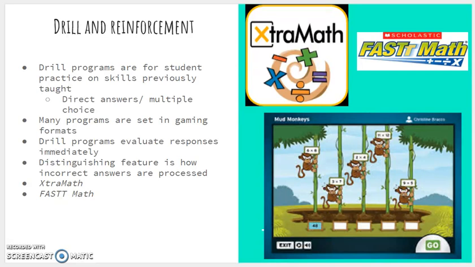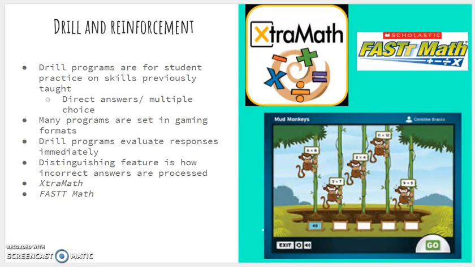Many programs are set in gaming formats, which makes it more fun for students to actually learn and practice their math skills. Drill programs evaluate responses immediately, so if they get one wrong, it'll tell them immediately, and they'll have to either retry or go through more practice before they can move on through the level.